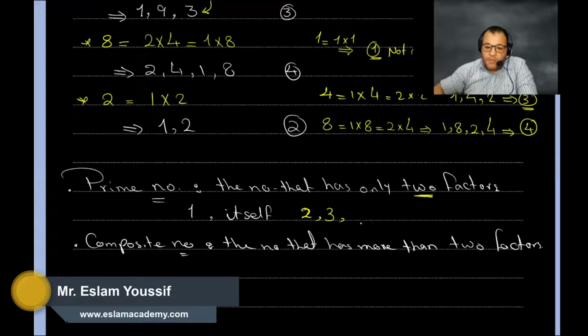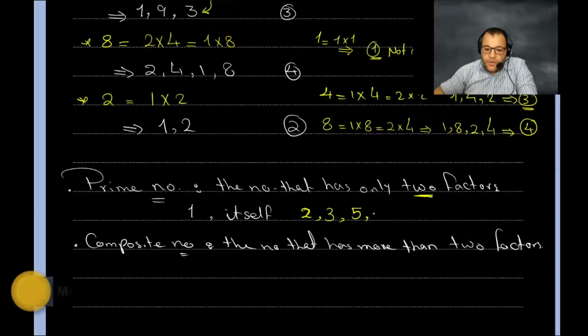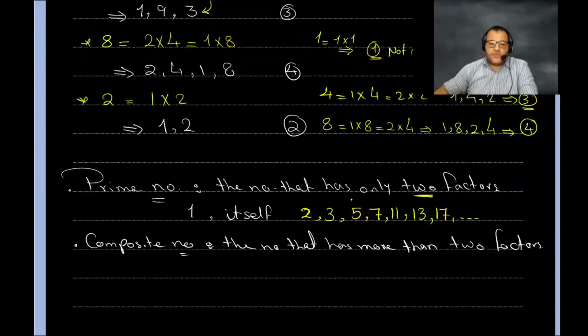So the prime numbers that we have are 2, 3, 5, 7, 11, 13, 17, and so on. I need you only to memorize this part: 2, 3, 5, 7, 11, 13, and 19. So in our lesson today we will use only the prime numbers.